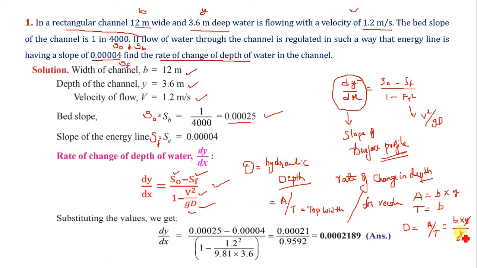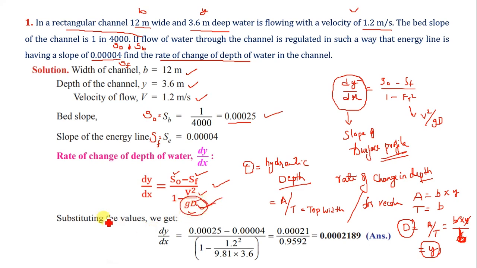B cancels and D equals Y. So hydraulic depth equals the depth of flow in this rectangular channel case. Whenever it is a rectangular channel, hydraulic depth D is equal to the actual depth of flow. So what is the depth of flow? 3.6 meter. So put that value here.